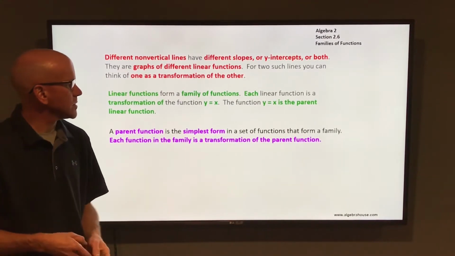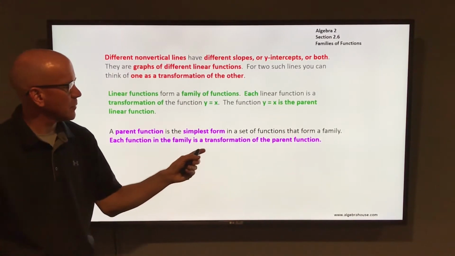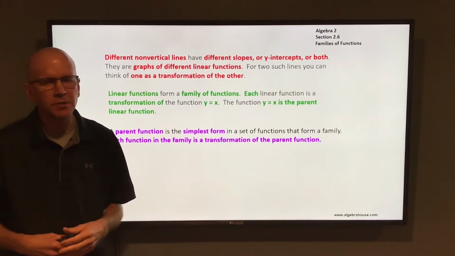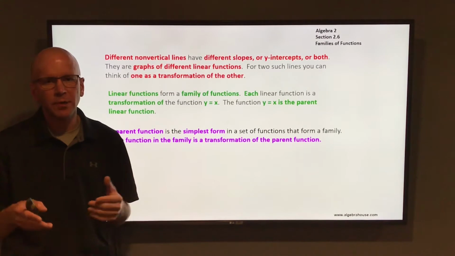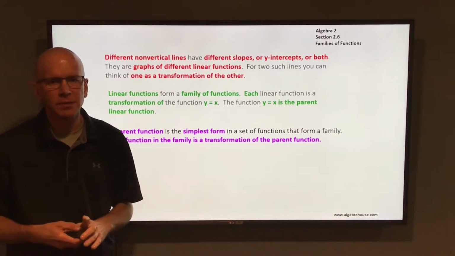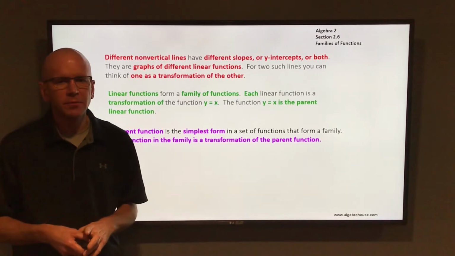A parent function is the simplest form in a set of functions that form a family. Each function in the family is a transformation of the parent function. So for linear functions, the parent function is y equals x. When we get into quadratics, the parent function is y equals x squared. And for absolute value, the parent function would be y equals the absolute value of x.